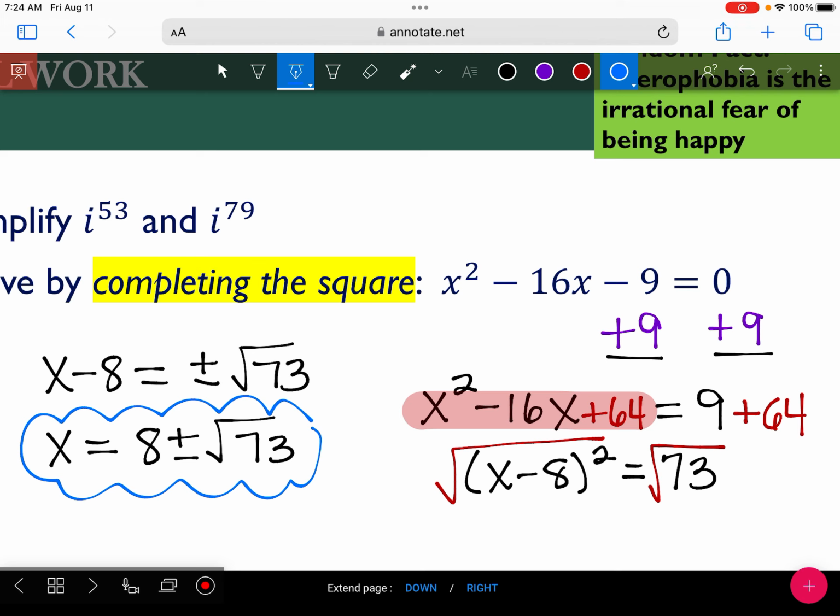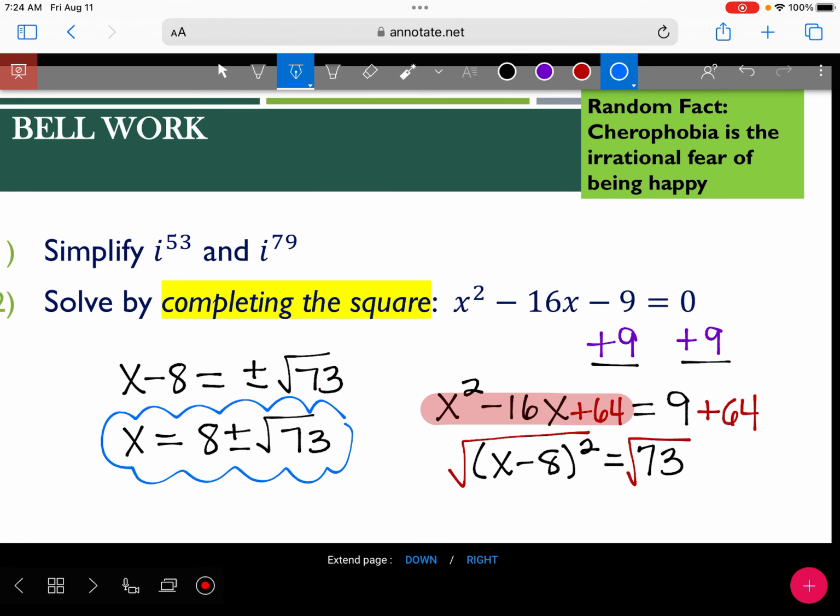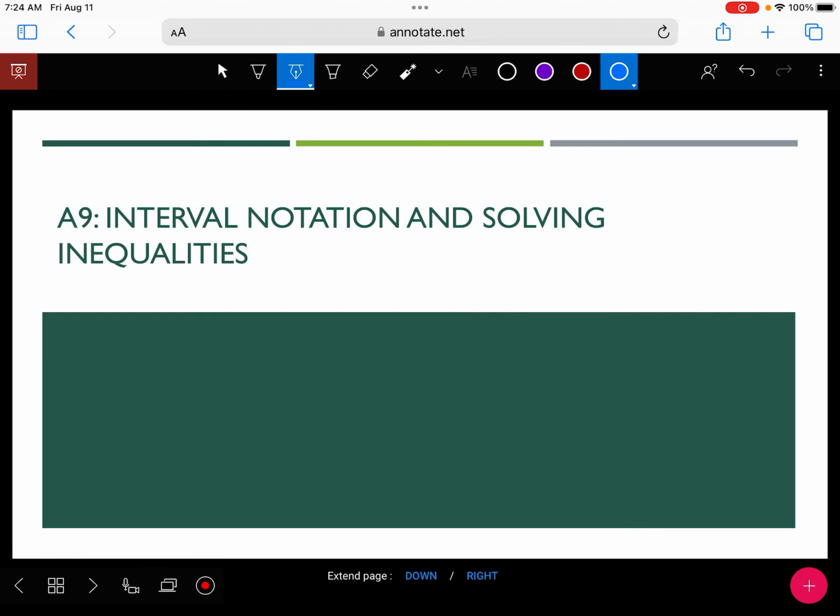Okay, so go ahead, draw a line. We're going to start Appendix 9, which is interval notation. If you are titling your notes, that's the title. Appendix 9 is interval notation and solving inequalities.